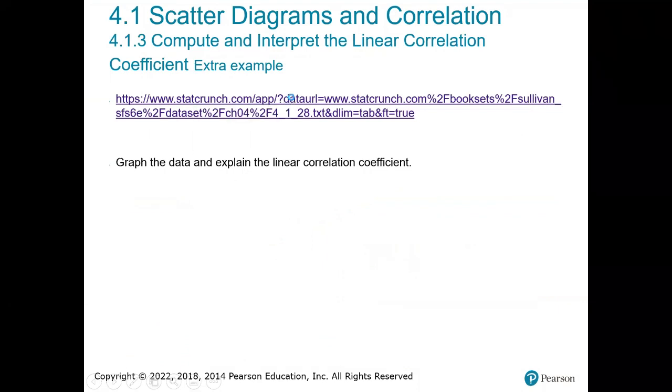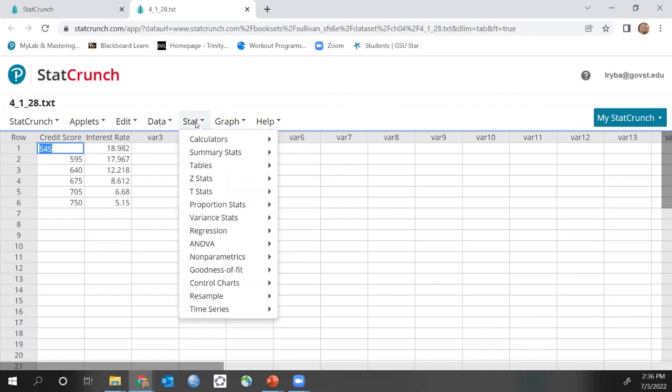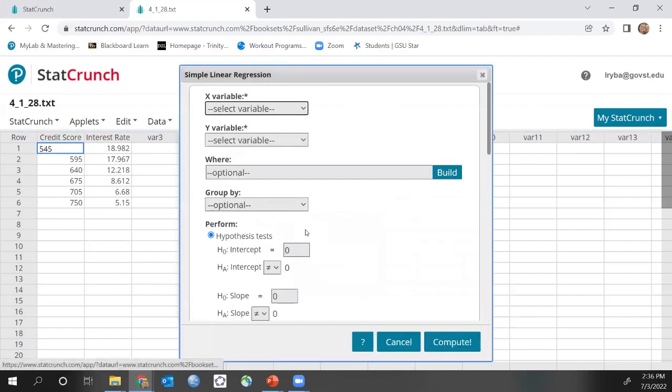So you guys can click open the data sets. So you have our credit score and interest rates. So it looks like here as my credit score goes up, my interest rate is going down. So I should automatically know that this is a negative relationship. So stat, regression, simple linear. X is my credit score and Y is my interest. Okay, so even if you didn't know, the first one I gave you is credit score, the second one I gave you is interest, X and Y.